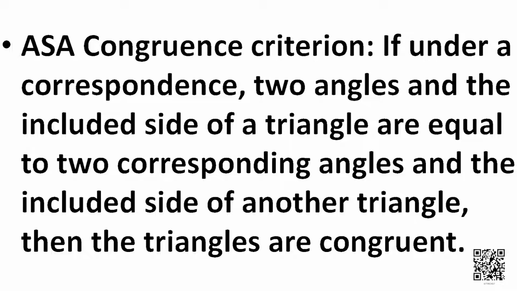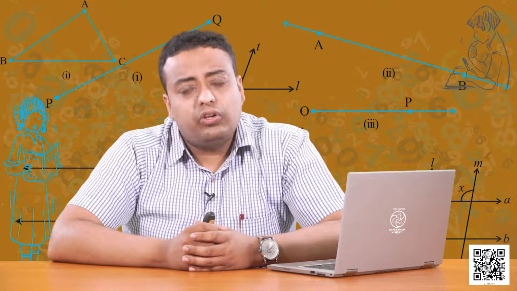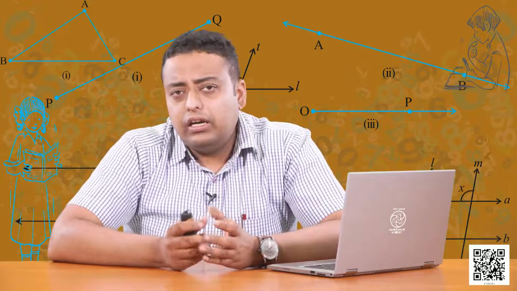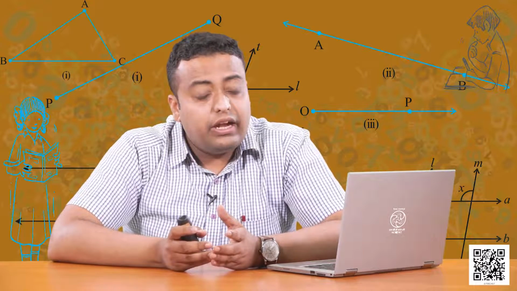The ASA congruence criteria is a bit similar to SAS, where two sides and one angle are required, or SSS congruence criteria, where all three sides are required. In ASA congruence criteria, two angles and one side are required to be equal for two triangles to be congruent. This criteria states that if under a correspondence two angles and the included side of a triangle are equal to two corresponding angles and the included side of another triangle, then the triangles are congruent.